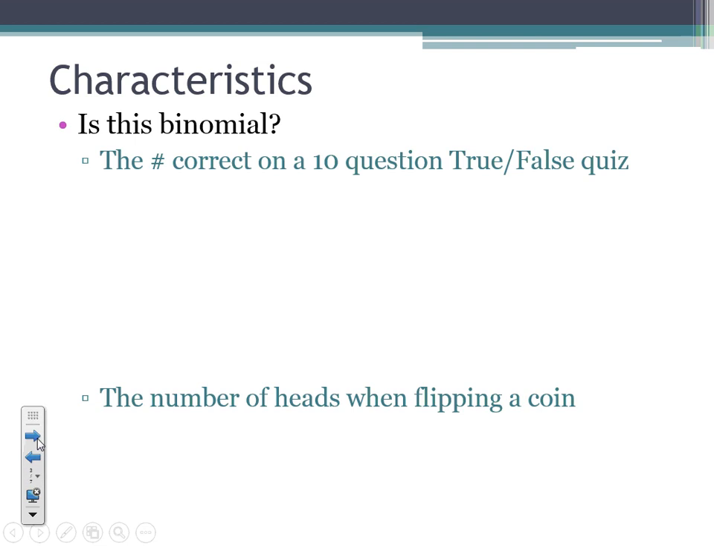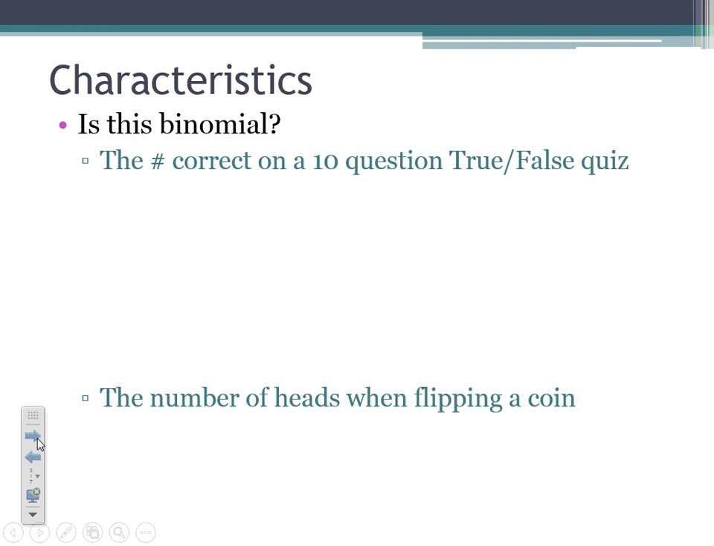The number correct on a 10-question true-false quiz. So if we think about that setting, are there only two outcomes in this setting? Most of us would probably say yes. You either answer true or you answer false. Now, we really don't care about the true or false part. Let's go back to what it said before. It says the number correct. Now, true might be correct, false might be correct, but what makes this binomial is the fact that we only have two outcomes, correct and incorrect. So yes, we have only two outcomes.